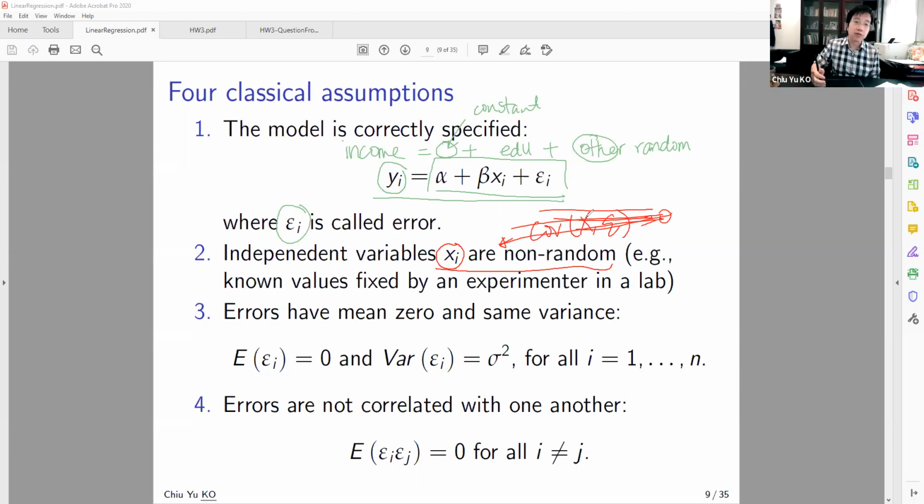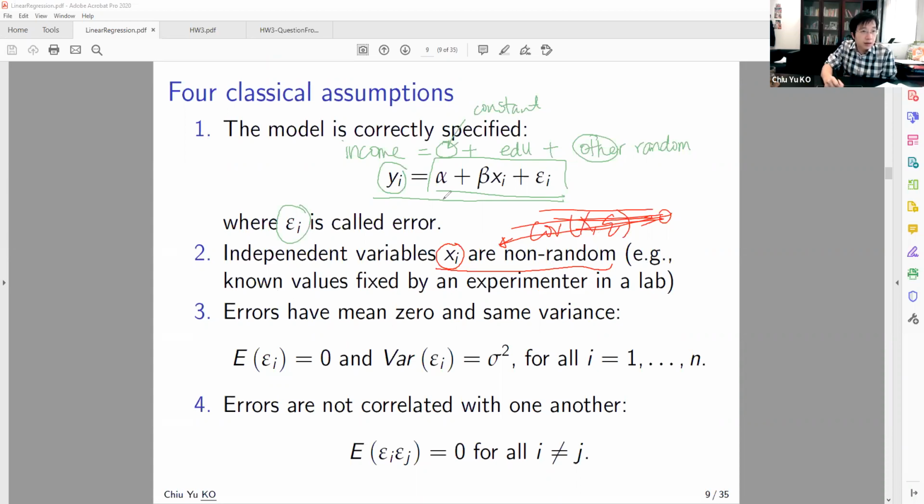The biggest challenge from regression, as you study later, is how to make sure that x is relatively non-random. It's exogenous. It's a very important thing, but we're not studying this. Anyway, we just say they're non-random. This looks pretty trivial, but it is a very important thing to check.